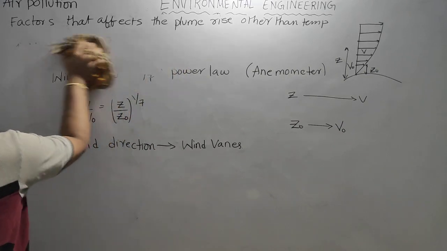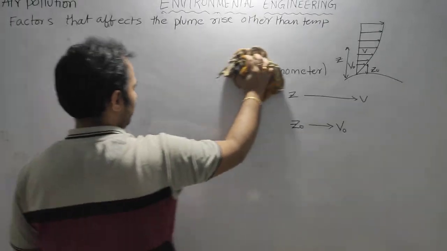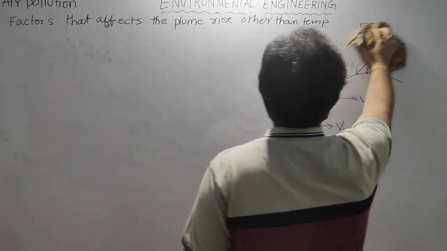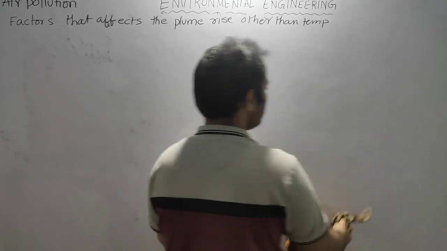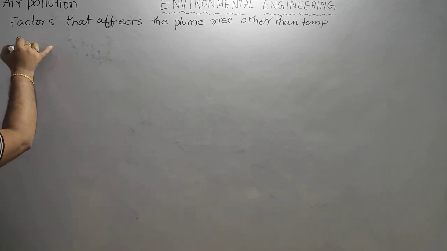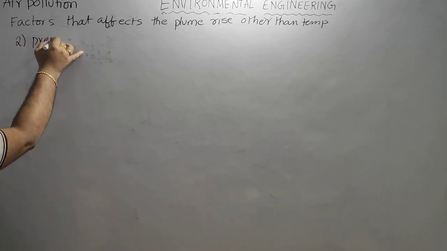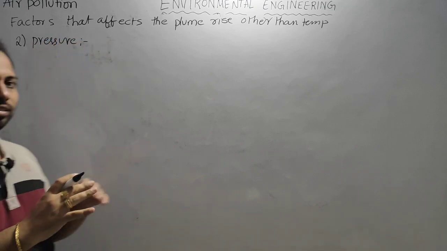And apart from wind speed, pressure also plays a major role. What is the pressure outside? Because we are releasing it into nature with some temperature and pressure. Once it enters the natural environment, it has to blow with atmospheric pressure only. Generally the pressure will be 1 atmosphere only when the environment is stable.